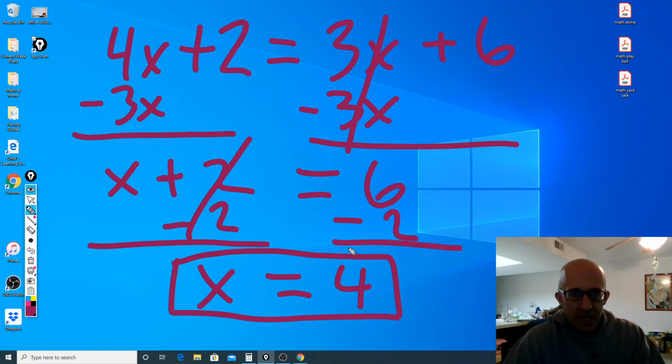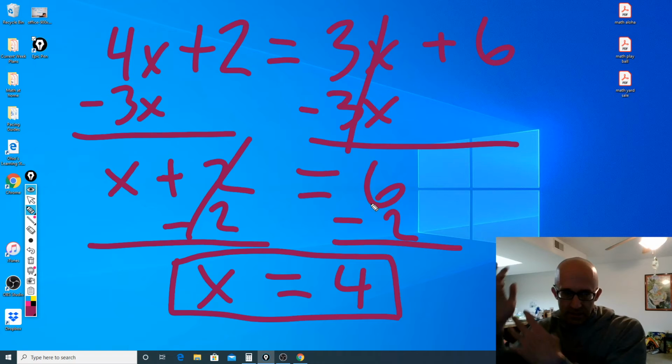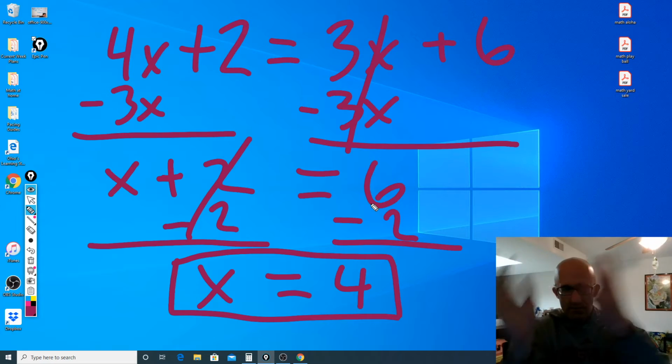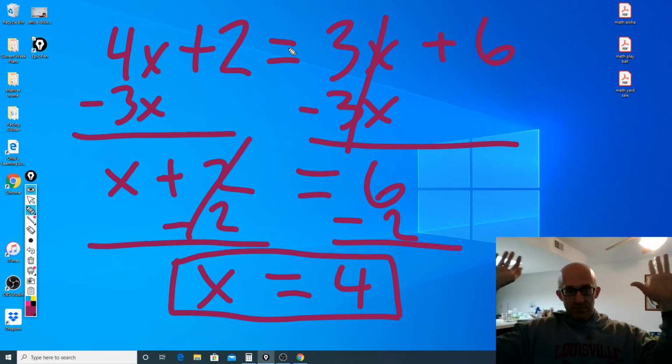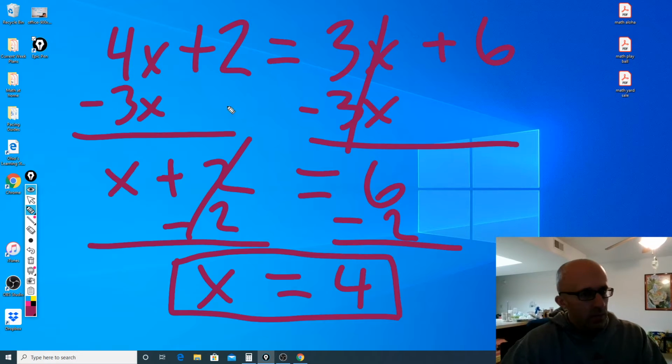Everything kind of follows that same path. Use your inverse operations, but you have to get x to one side. Whether it's kicking a negative to one side or a positive to the other, just take it one step at a time. Try not to look at the whole thing and go, oh my God, there's 10 different things going on. You just have to take it one step at a time.